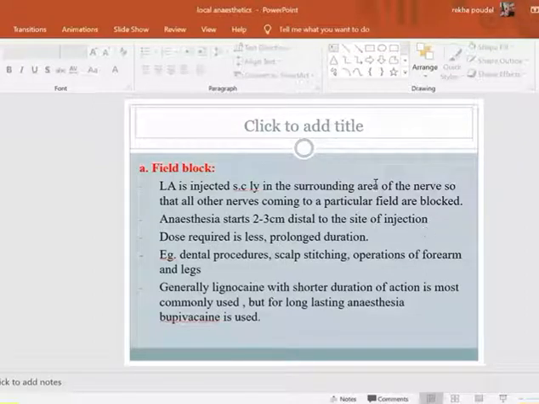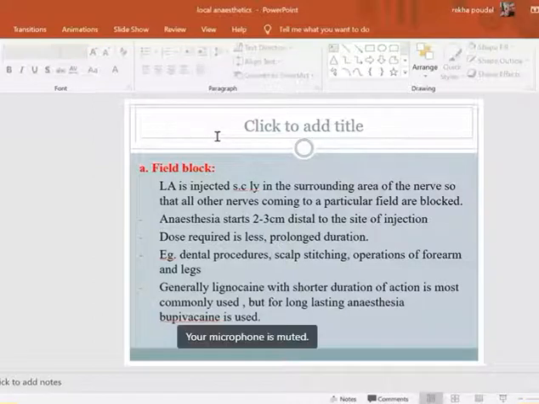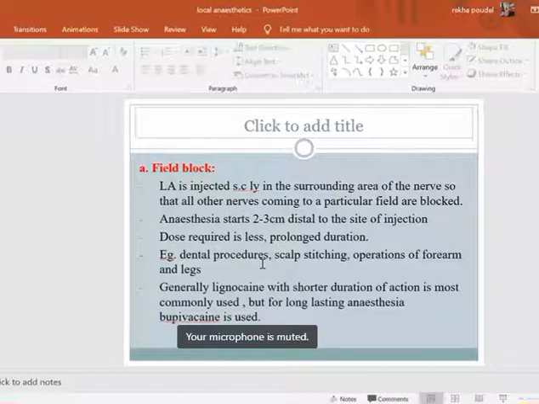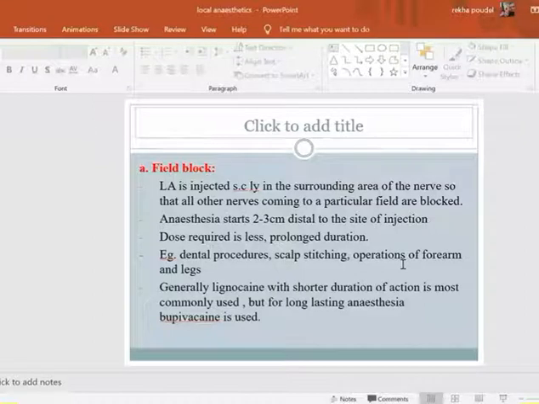For example, we can apply field block for certain dental procedures. We can apply field block while doing suturing or stitching of the scalp, or while operating on the forearms and legs. And generally, lignocaine with shorter duration of action is most commonly used. And if the operation is long lasting, then we can use bupivacaine in place of lignocaine. So this is the example of field block anesthesia.